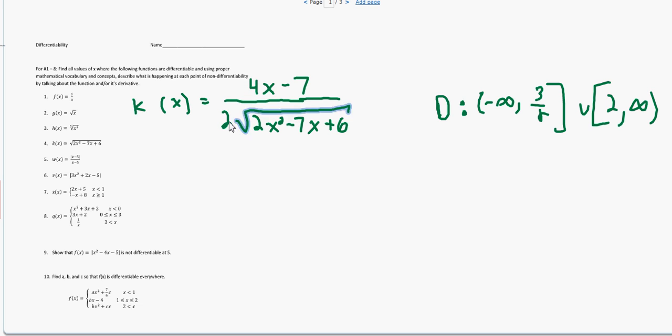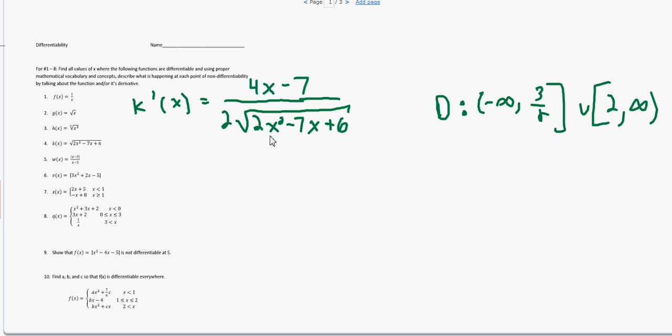Now, the only thing that's going to make this thing undefined, this is k prime of x, is either what's inside of here is negative, because then we take the square root of a negative number, that can't happen, or what's inside of here, this parabola, is 0. It cannot be 0, because if it's 0, then we take the square root of 0, which would be dividing by 0. We cannot do that.